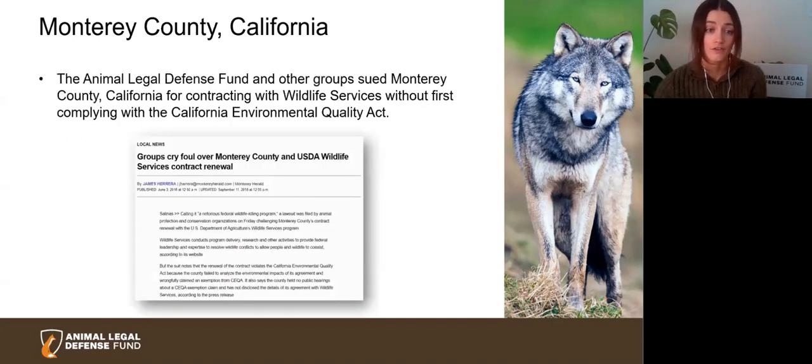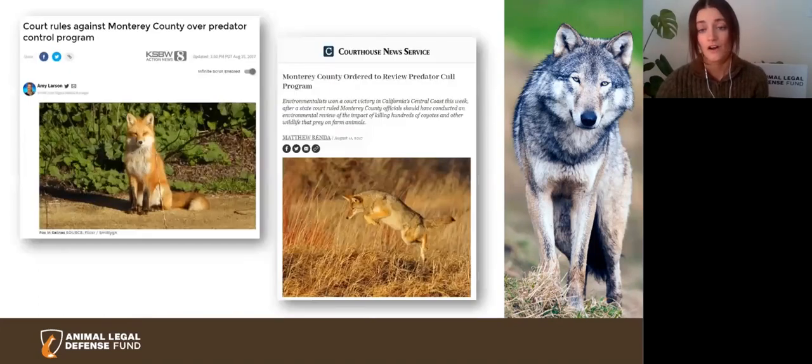Our organization and other groups sued the county for contracting with Wildlife Services without first complying with the California Environmental Quality Act. That is California's premier environmental protection act. Basically, the act requires that there be an environmental impact report before taking action that may affect the environment. In this case, no impact report was completed prior to the contracting. Ultimately, the court agreed with us and ordered Monterey County to review their predator call program in accordance with California state law. Again, here are some headlines that resulted.